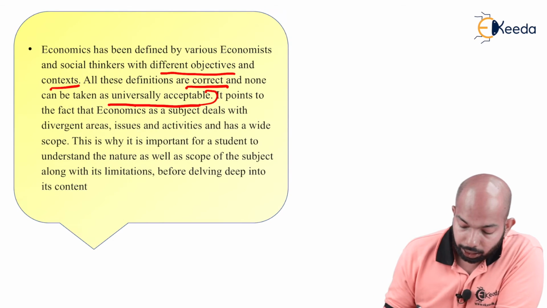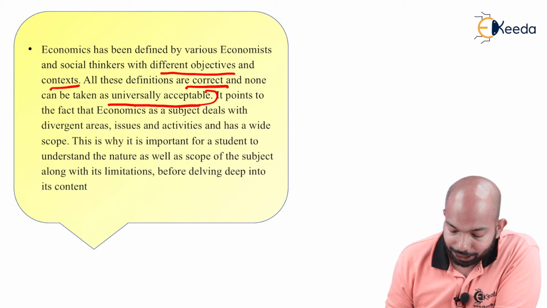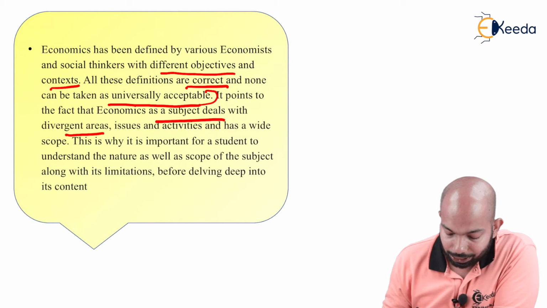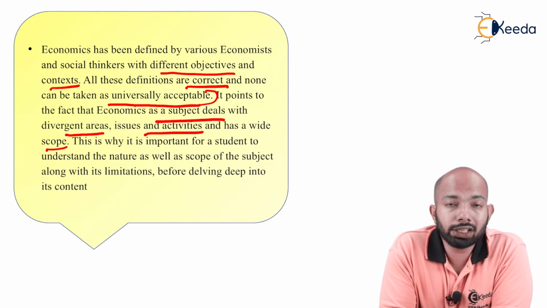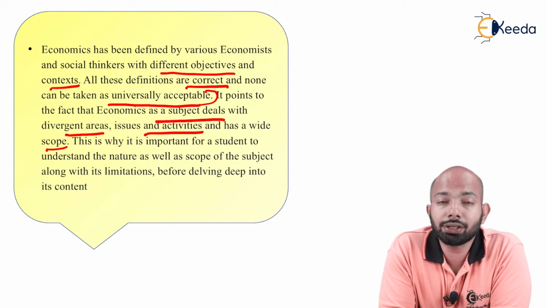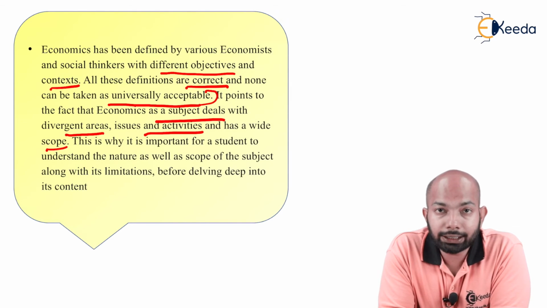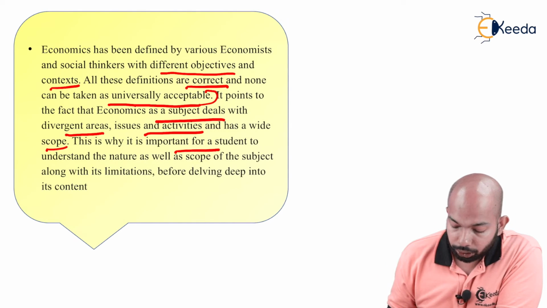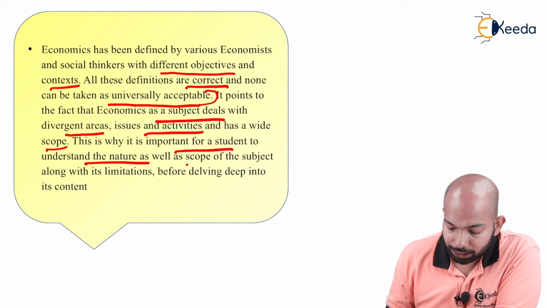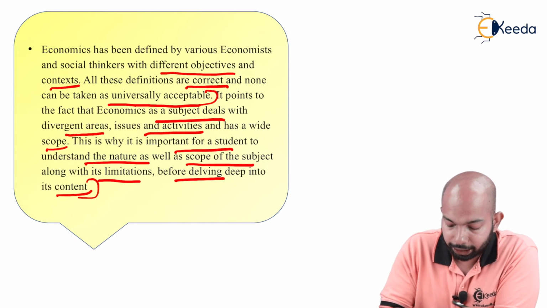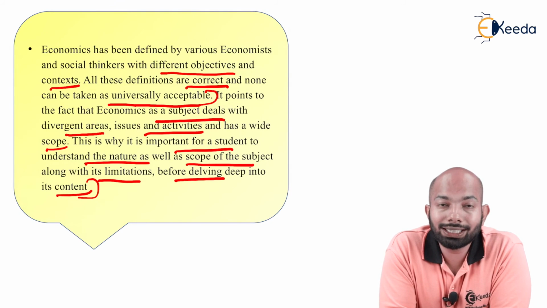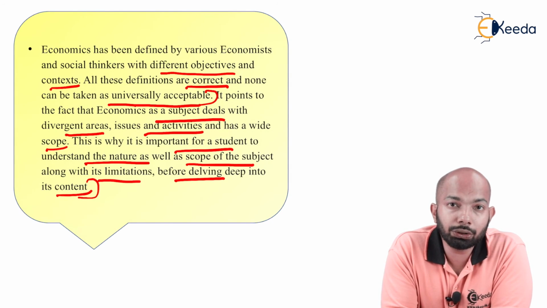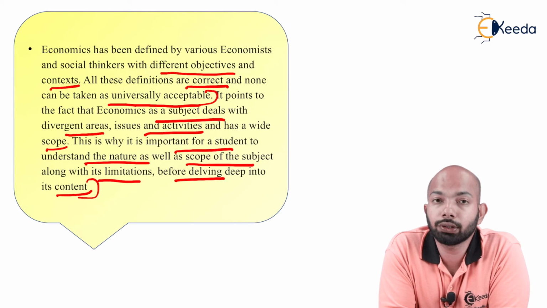It points to the fact that economics as a subject deals with divergent areas, issues, and activities that have wide scope. Economics doesn't just deal with one specific area, but with all divergent areas and the scope related to it. That is why it is important for a student to understand the nature as well as the scope of the subject along with its limitations before delving deep into the context. Before you deep dive into the context, you need to understand what scope you are going to read into and what exactly you'll be going further with.